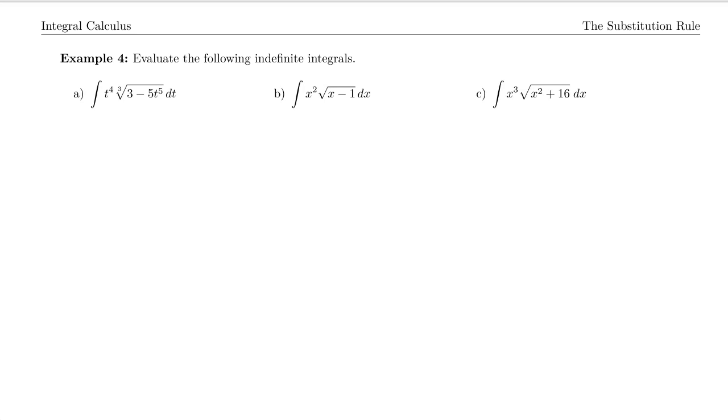Example 4 says evaluate the following indefinite integrals. Part A says we have the indefinite integral of t to the fourth times the cubed root of 3 minus 5t to the fifth power dt.